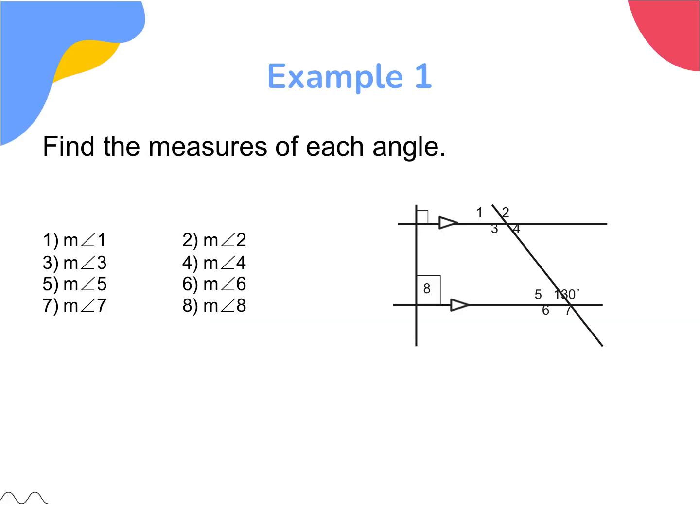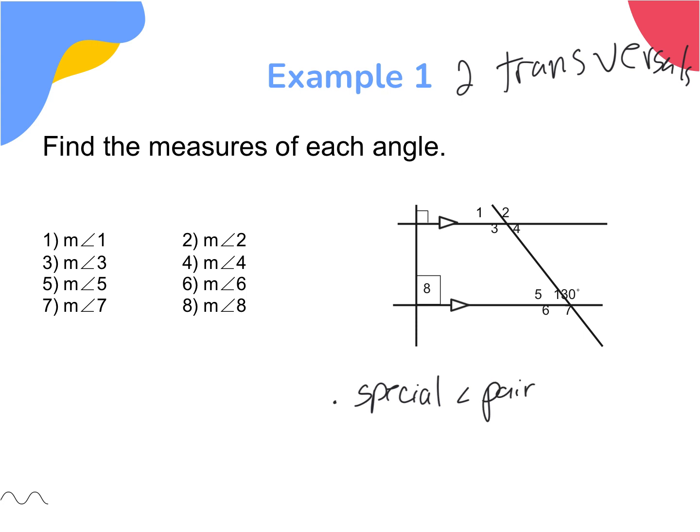So we have this example. It says find the measure of each angle. Guys, I want you to realize there are two transversals here. So we're going to use the special, I'm going to write them down. We're going to use the special angle pairs. We're going to use the linear pair postulate. We're going to use the vertical angle theorem.